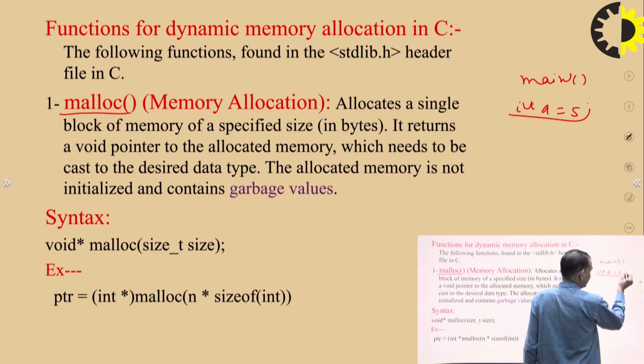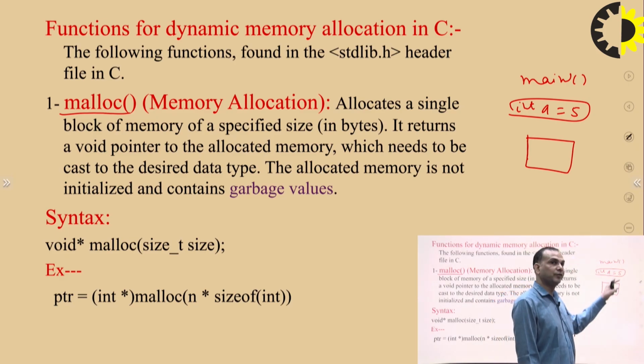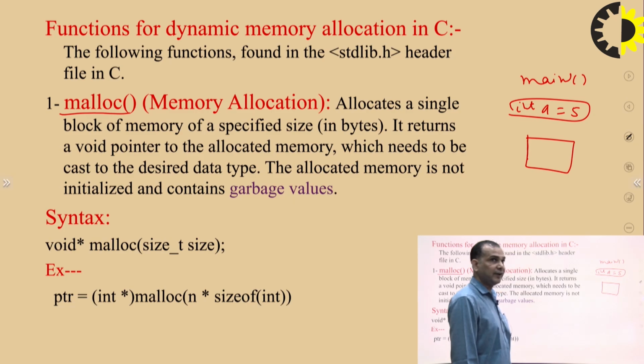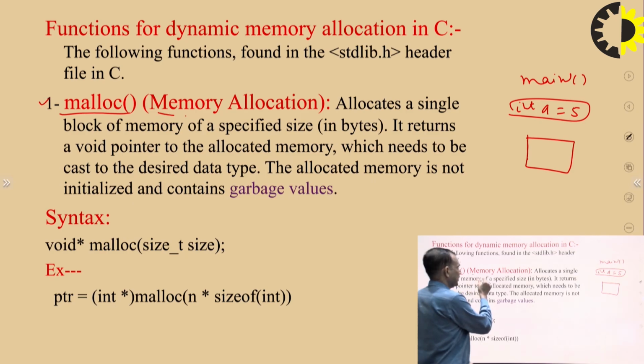So firstly, we have to allocate a memory block in the memory where we store the value of a. So when we are using dynamic memory allocation, the first task is to store the variable in memory. There are 2 functions. One is malloc, which stands for memory allocation.